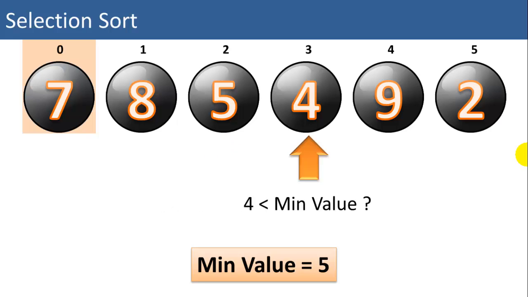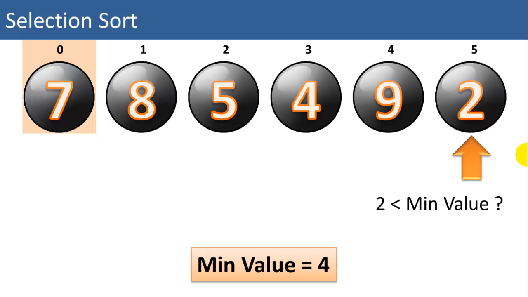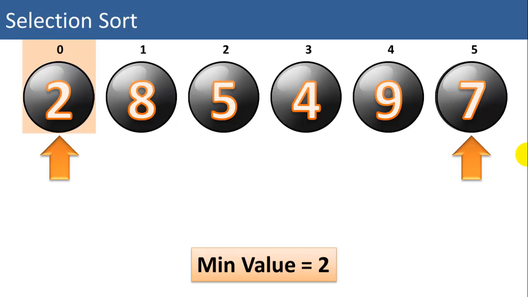So we're going to iterate through the list just like this, looking for the min value. Min value is 4 because 4 is smaller than 5. Is 9 smaller than 4? No. Is 2? Yes. So 2 is the min value. And then after we've finished our first iteration, we'll swap the 2 into the first position of the unsorted part of the list, which right now is just the first position in the list.